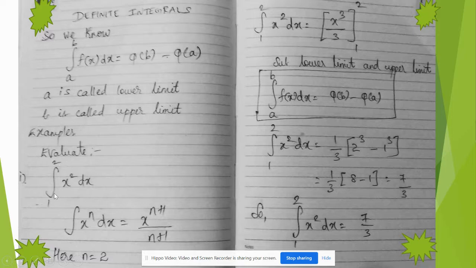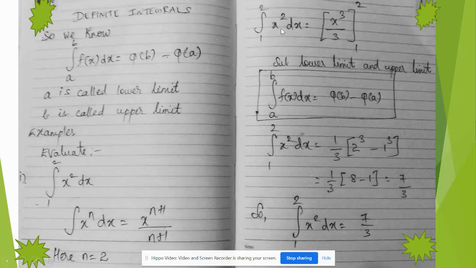So first example, integral 1 to 2 x square dx. So we have 1 to be the lower limit and 2 to be the upper limit. So we have integral of x power n dx is x power n plus 1 by n plus 1 plus constant. A constant will be there.